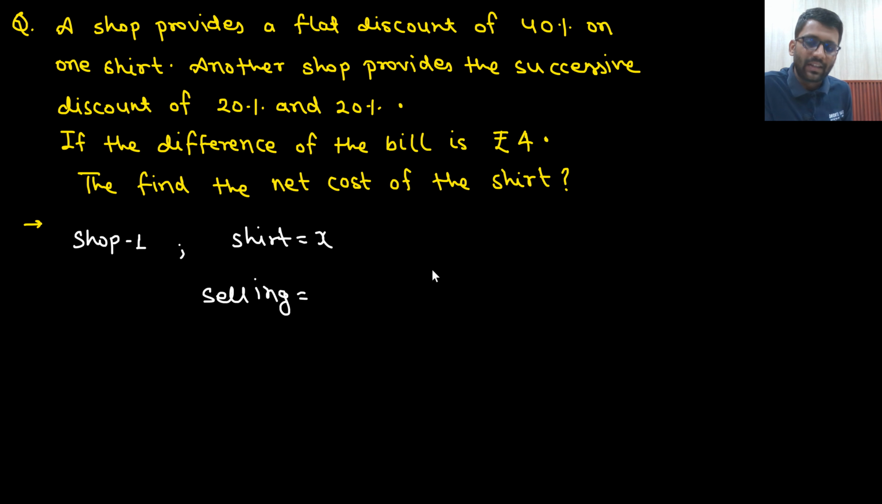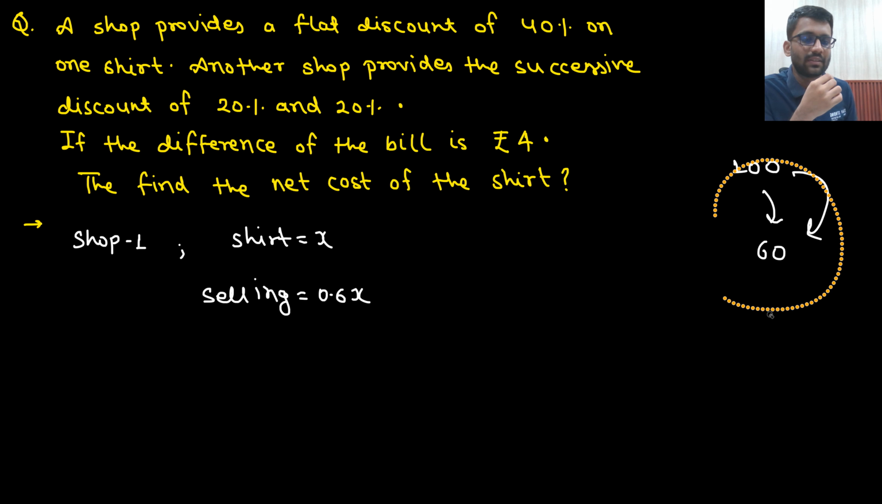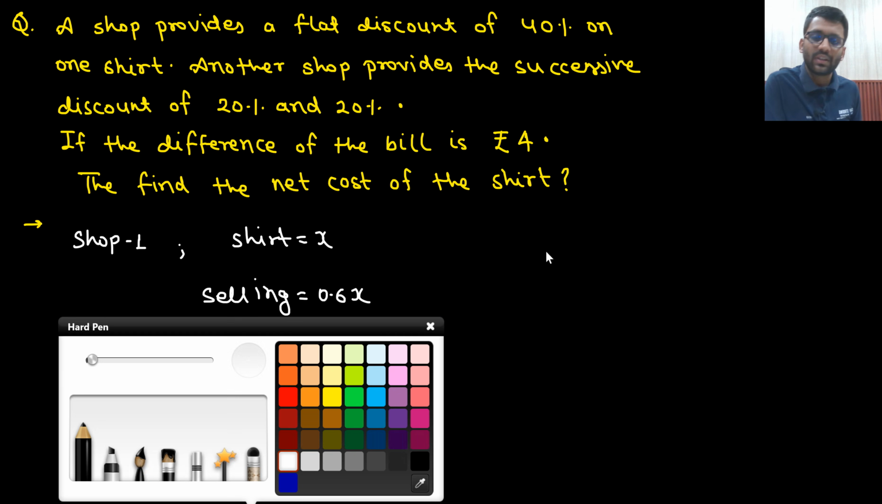At what price are they selling? They are providing a discount of 40%. That means they are selling at 60% price. What do I mean? Suppose the cost is 100 rupees. If I say that I am providing a discount of 40 rupees, that means I am selling at 60 rupees. That means I am selling at 60% of the price. So 60% of the price, 0.6x.